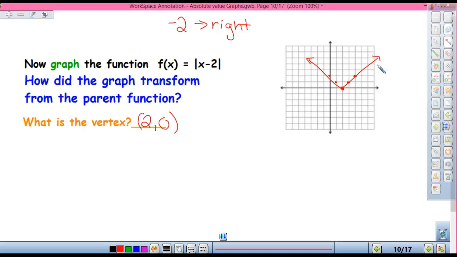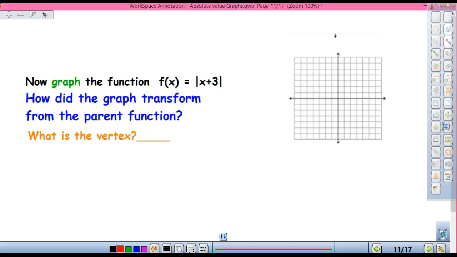If this is a plus sign in here, what do you think is going to happen? It's going to go to the left, yeah. Okay, so now we're going to go to the left, how many? 3. 1, 2, 3. And since it's not plus anything out here, my vertex is... both sides. Ooh, done. Questions so far? All right.